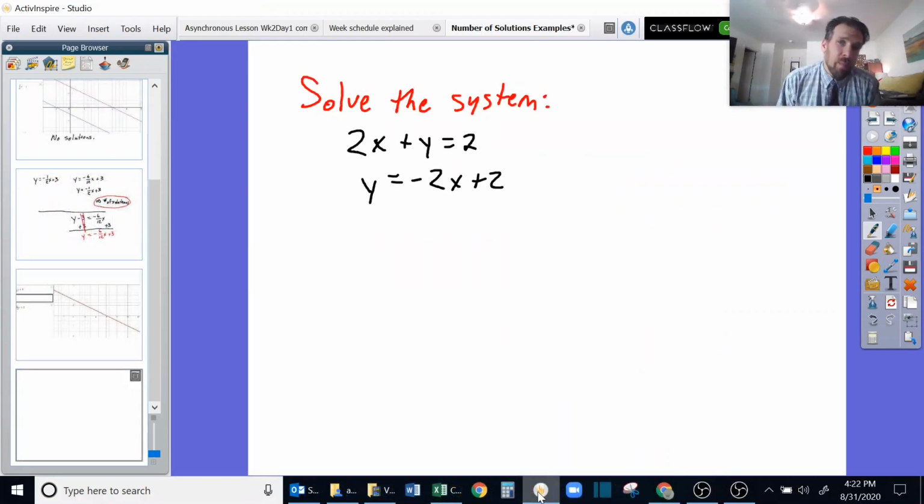For this last example, I want to show you a more typical system that falls into this special category. I've got 2x plus y equals 2, and then I've got y equals negative 2x plus 2.